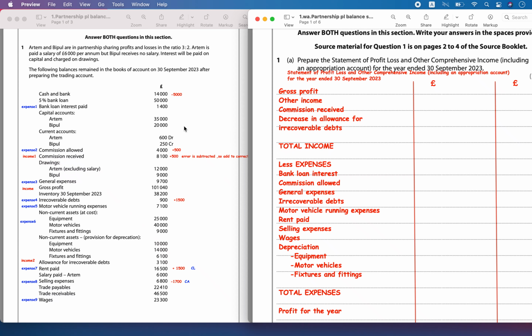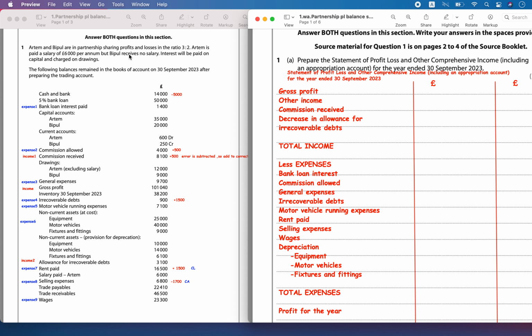Hello, today we are going to solve October 2023 paper question number 1 part A. Prepare the statement of profit and loss and other comprehensive income including an appropriation account for the year ended 30th September 2023. This is for Artem and Bipul who were in partnership and they were sharing profit and losses in the ratio of 3:2.